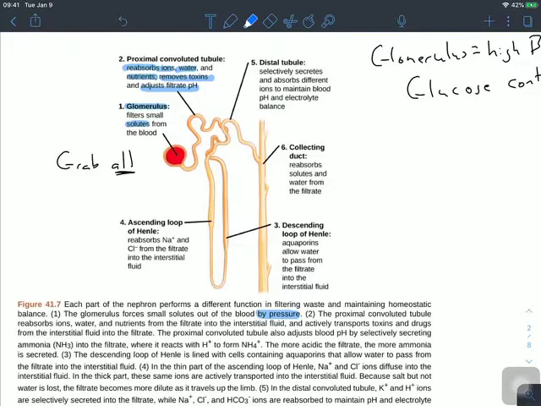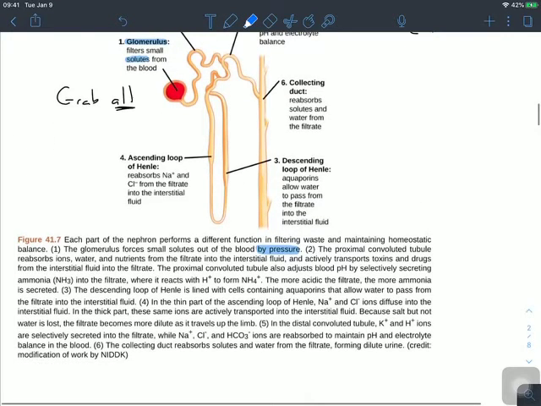So that was a lot and kind of quickly, so let's go through the caption for this figure and read this a little bit more closely. So the proximal convoluted tube, reabsorbing ions, water, and nutrients from the filtrate into the interstitial fluid, and actively transporting toxins and drugs from the interstitial fluid and into the filtrate. So you are actively moving toxins and drugs.